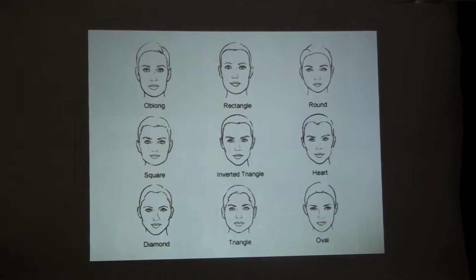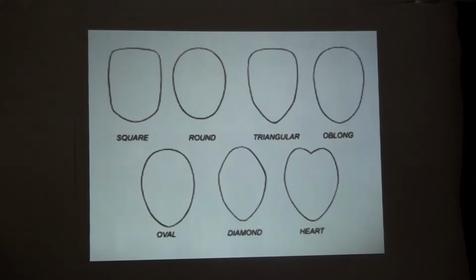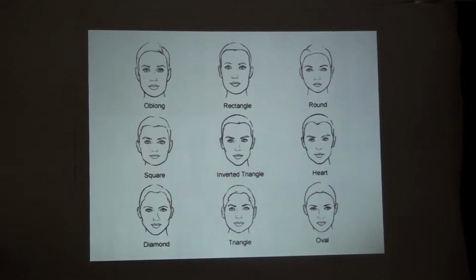So if someone has a face in between an inverted triangle and a heart, it will be triangulish heart or a squarish inverted triangle. But if you look at the basic face structures, it's an oblong, a rectangle, or a round. So if you look at it without the structures and then look at it with the structure, see the difference.